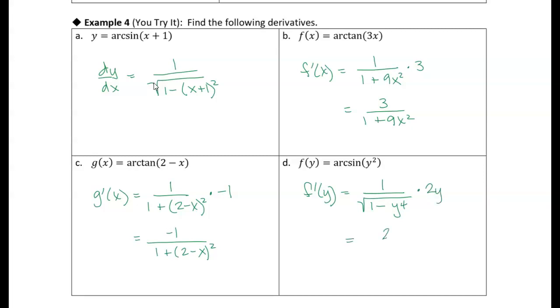But we could write it this way if we want to. All right, so 1 minus y to the 4th. There we go. Easy as pie, right?